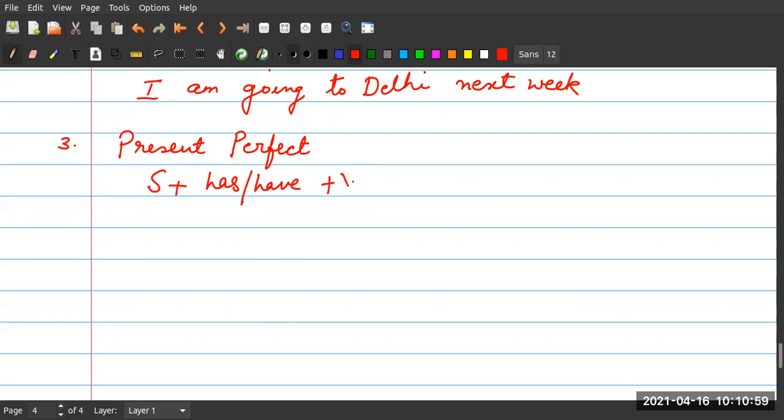plus V3 plus object. So one thing that you have to remember is that in the present perfect form, you always use the V3. Means if you have has or have in a sentence, so you will always use the third form of the verb. So with has or have, you cannot use the past tense.